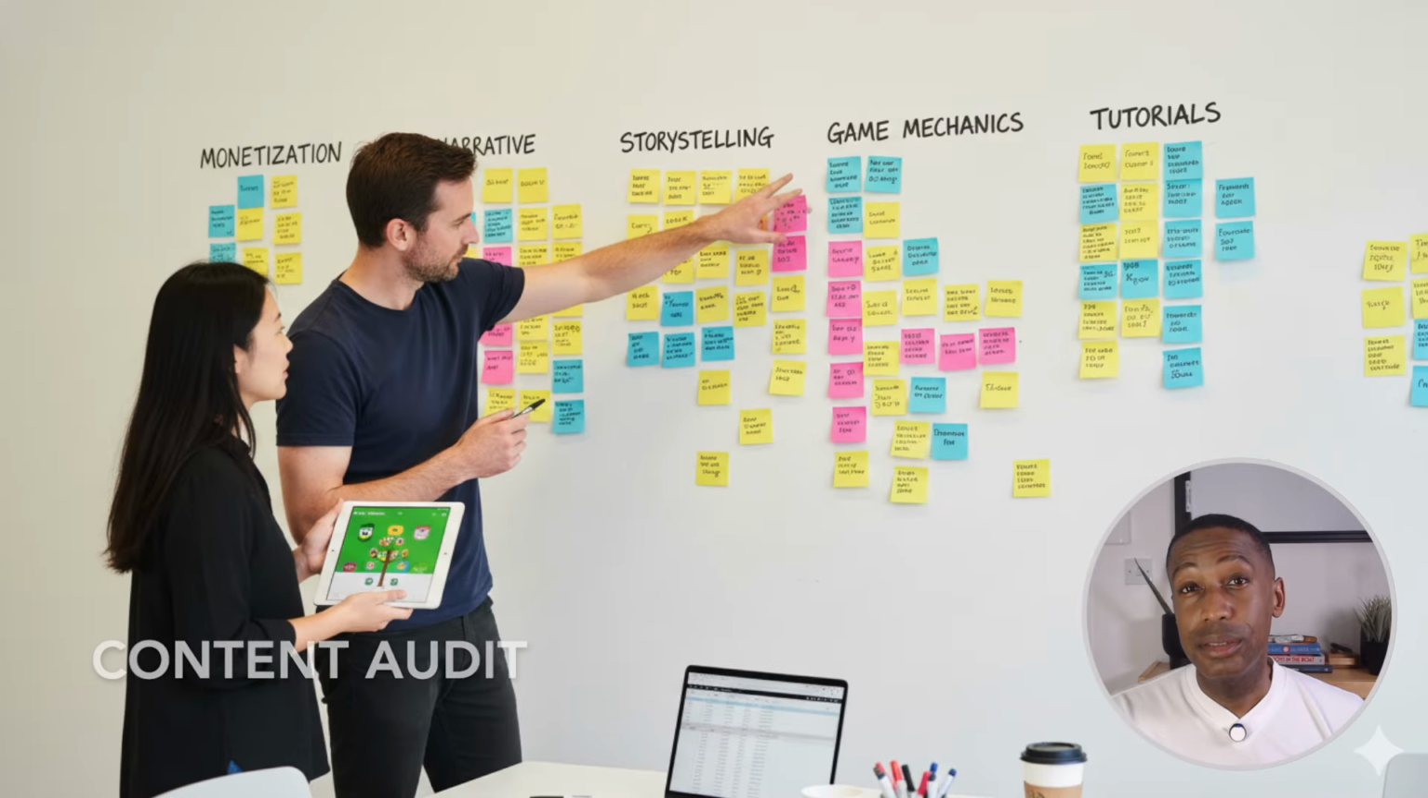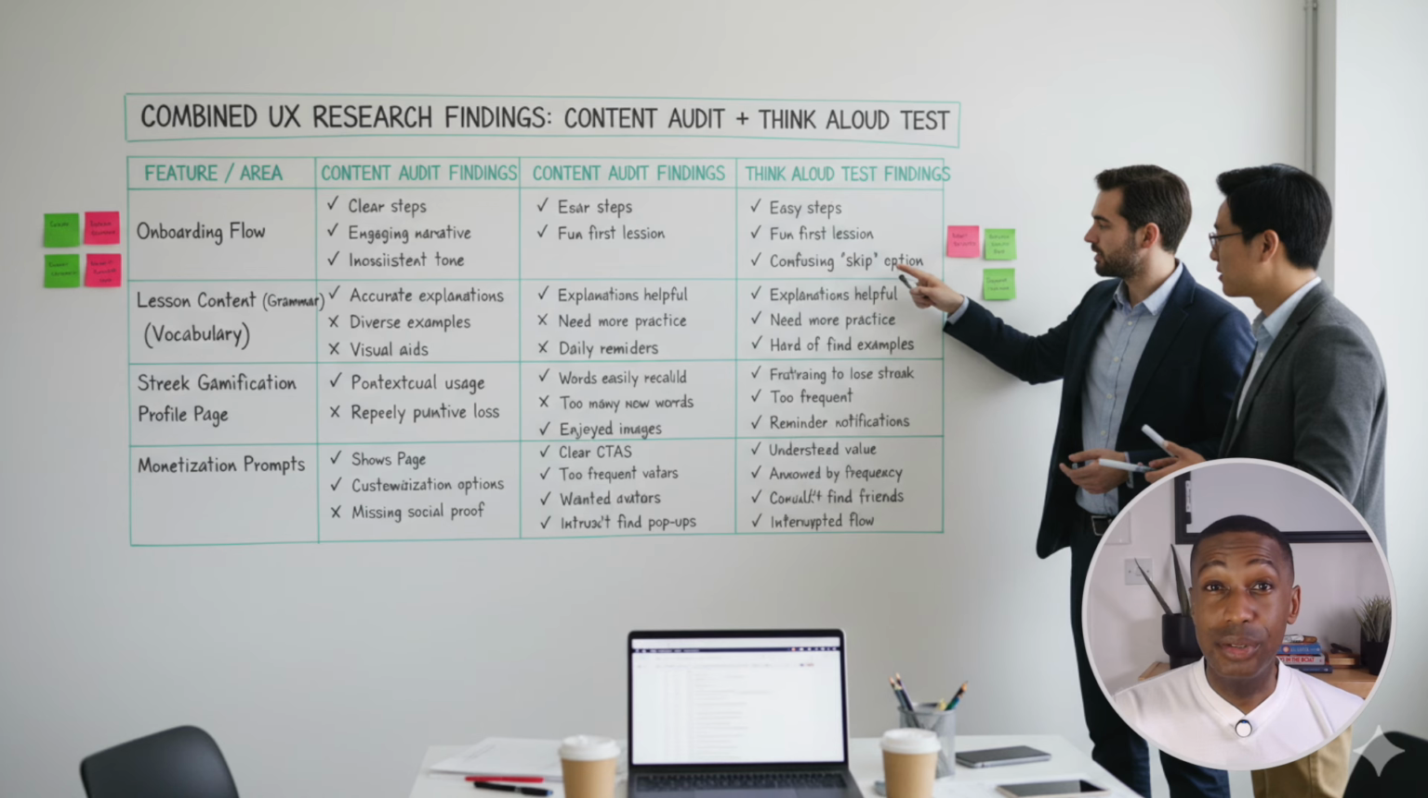The activity that you could run could be a content audit or think aloud test. A content audit systematically checks all lessons for clarity and tone and consistency. The output is usually a structured grid or checklist, highlighting where content repeats and where explanations vanish and where tones feel basically just off.